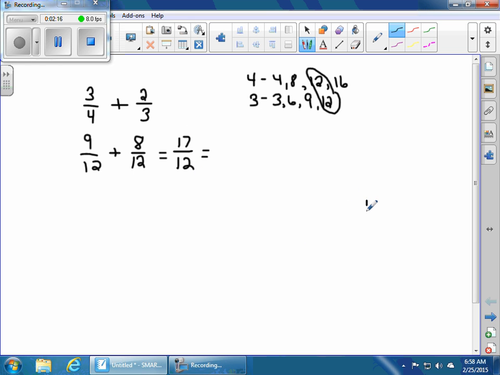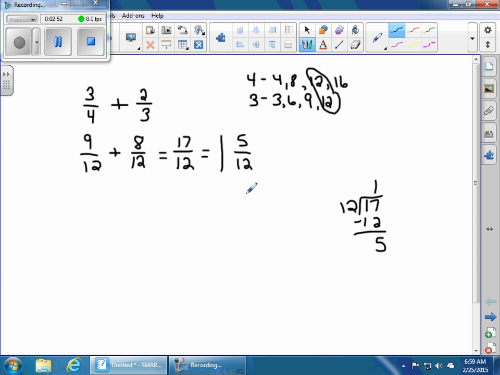One way of doing that is to divide 17 by 12. I know that 12 goes into 17 one time. So 1 is going to be my whole number. My remainder becomes my numerator. So I'm going to have 5/12 left over. So the answer in its simplest form is 1 5/12.